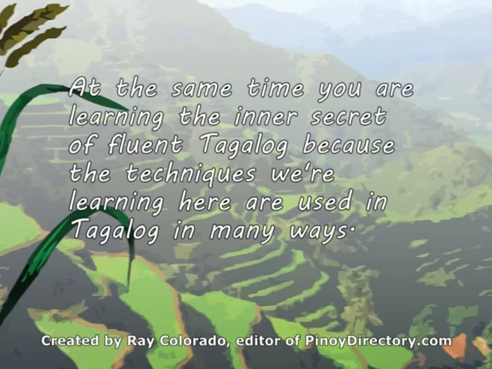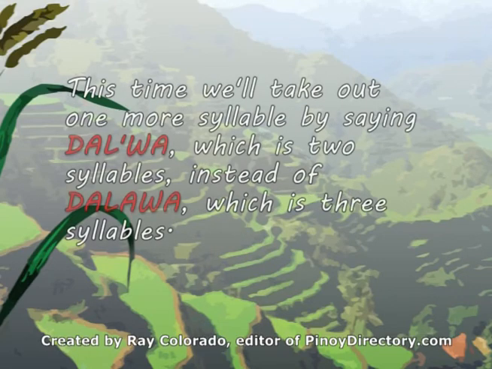At the same time, you are learning the inner secret of fluent Tagalog because the techniques we're learning here are used in Tagalog in many ways. This time, we will take out one more syllable by saying dalawa, which is 2 syllables, instead of dalawang, which is 3 syllables.